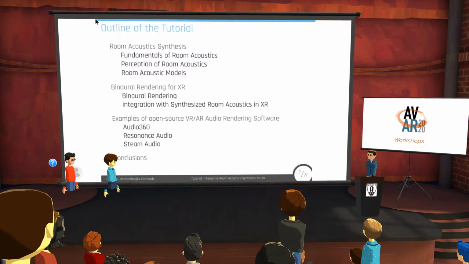Then we will touch upon the integration of room acoustic synthesis with binaural rendering, provide a brief overview of some open source SDKs for XR audio, and then conclude. As XR is a broad topic, in this brief tutorial we can provide only a high-level coverage, and we will have to refer you to further reading, for which we provide an extensive list of references at the end of our slides presentation. So I'm handing over to Enzo now.